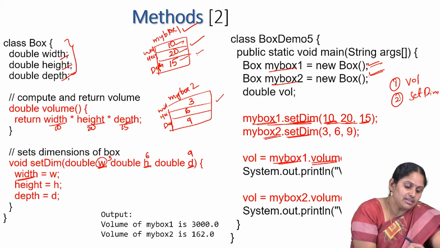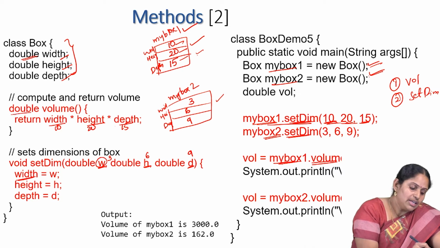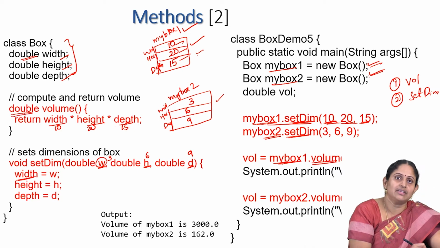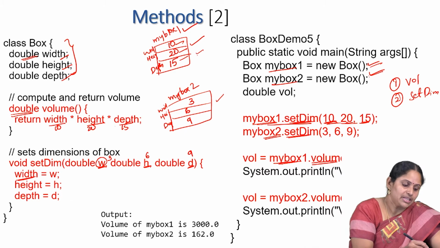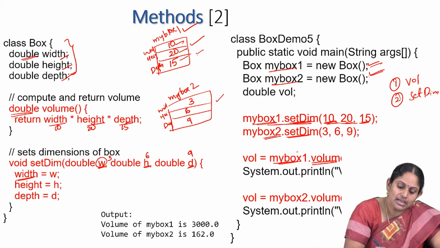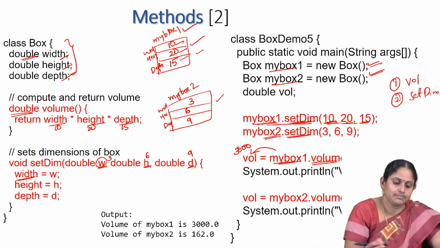Here, this height, width and depth are of double type. Hence the product also will be of double type, so we are specifying the return type as double. Now this value will be stored into volume. So here we will get 3000.